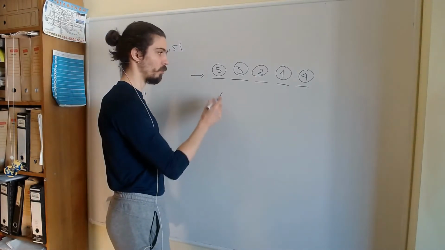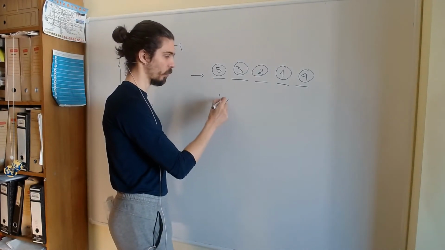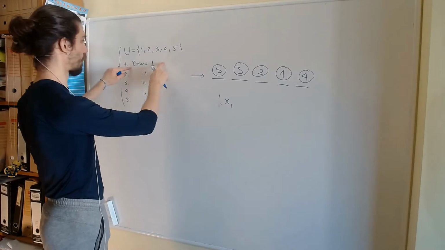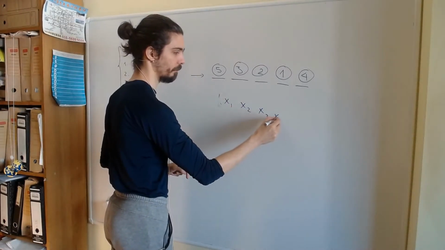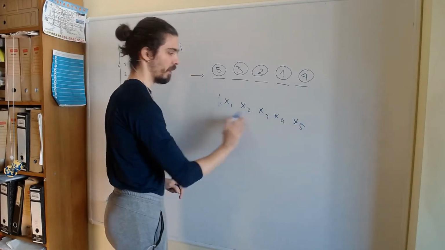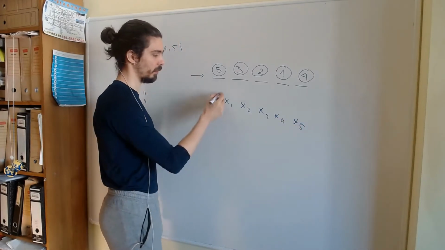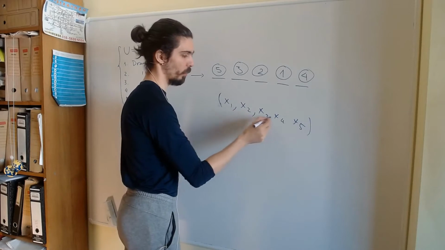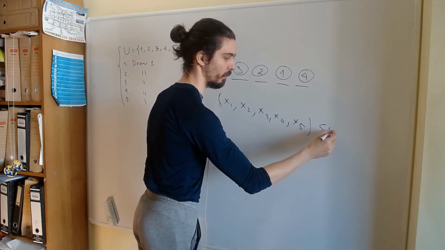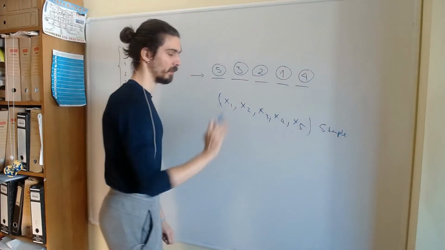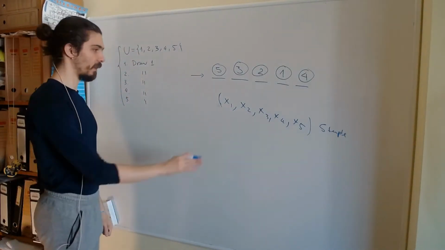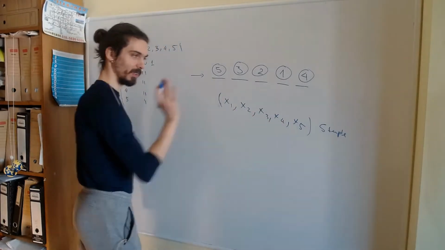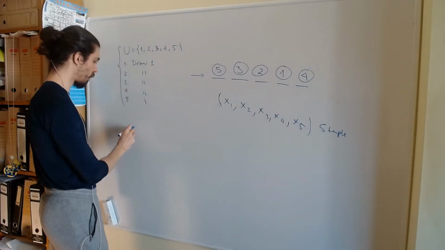In general, we can write this as x1, the outcome of the first step, x2 for the second, and so on. It is a string, a sequence of numbers. And so, we call it a 5-tuple. The order matters, the order of your results matters. Okay? The set of all these outcomes, let's call it omega.